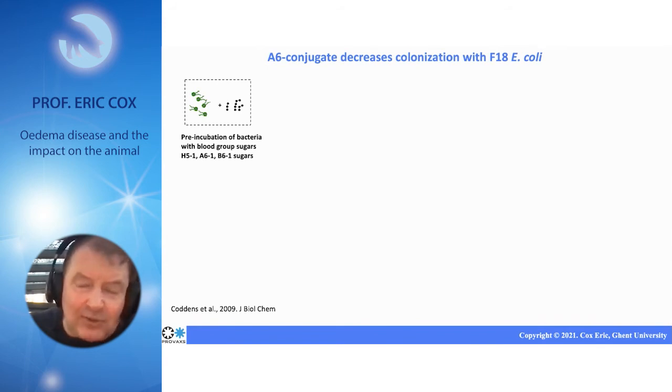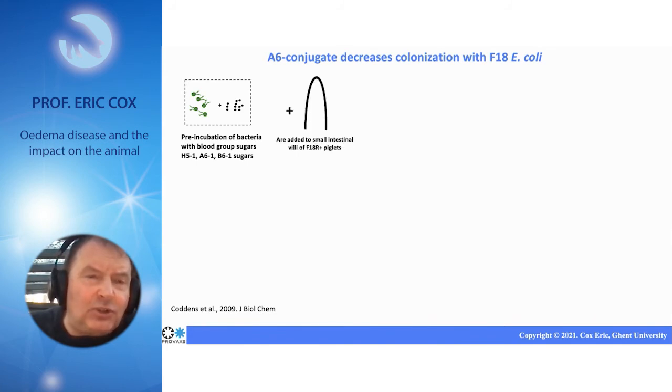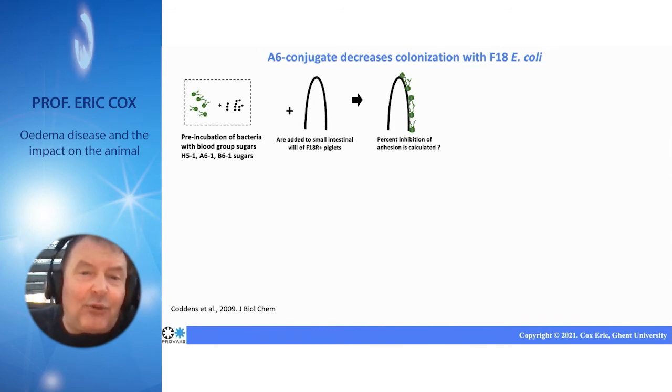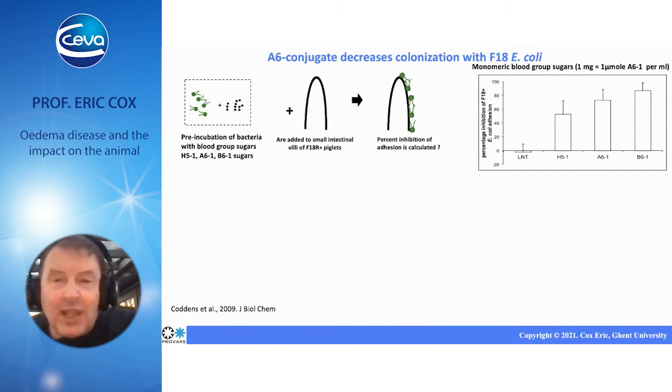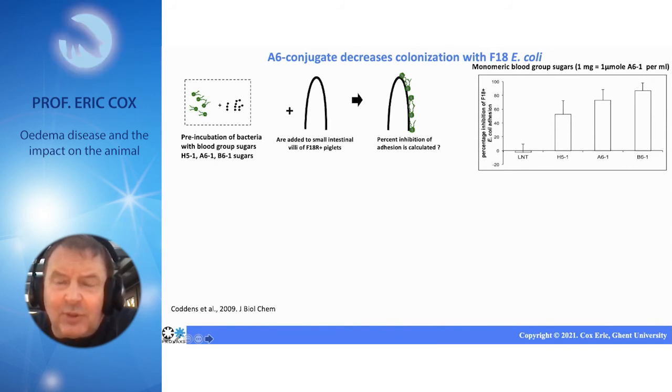So we tested in our lab when we use blood group sugars and incubate the bacteria with these blood group sugars, and then bring this to the villus mucosa, if this prevents the bacteria from adhering or colonizing the mucosa. And you see that in this graph. You see here different blood group sugars. The A61 is the one that we showed in the cartoon, but you have other blood group sugars.